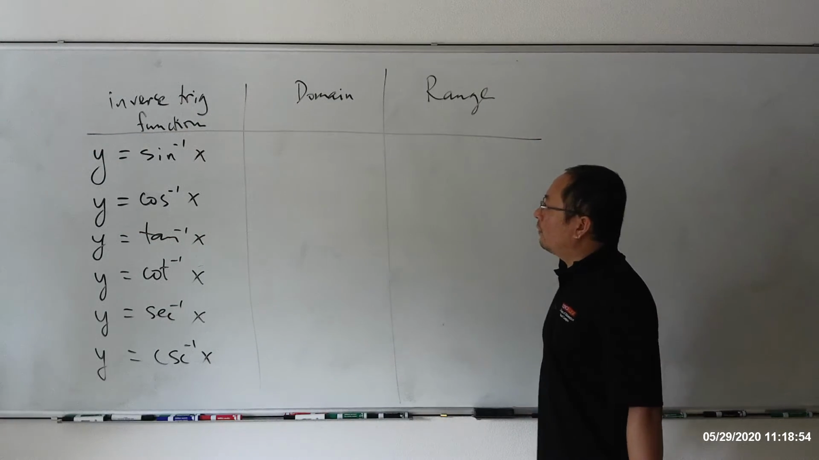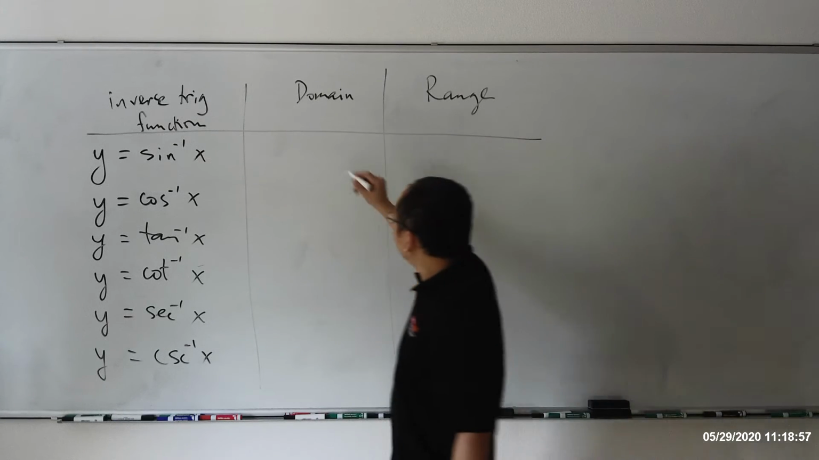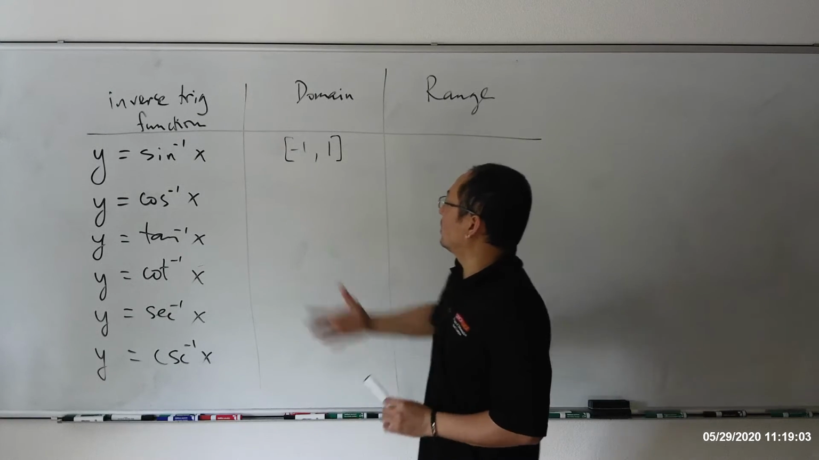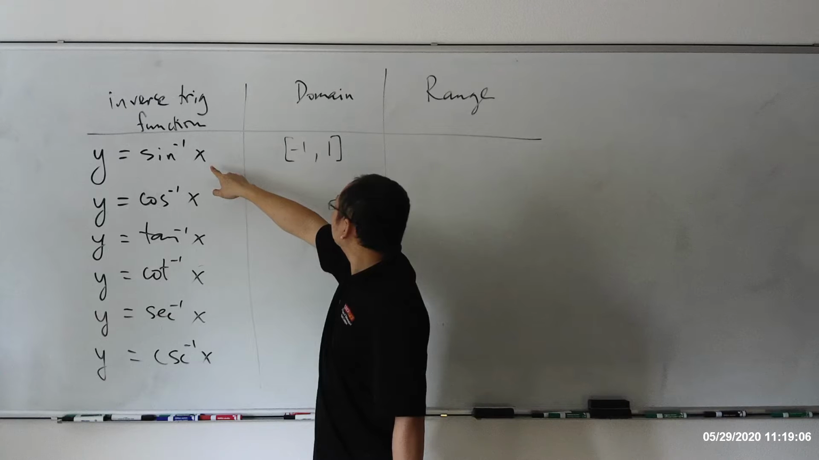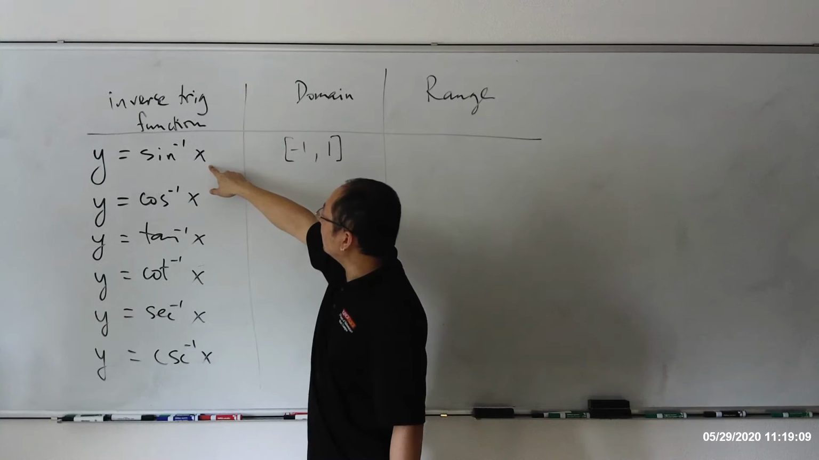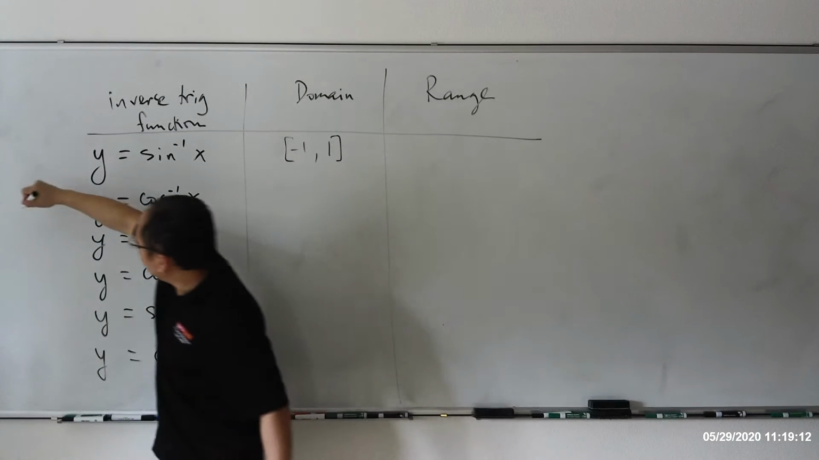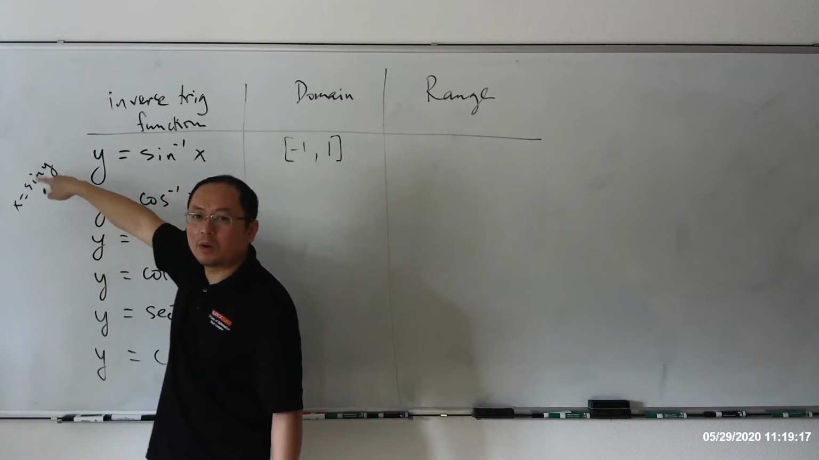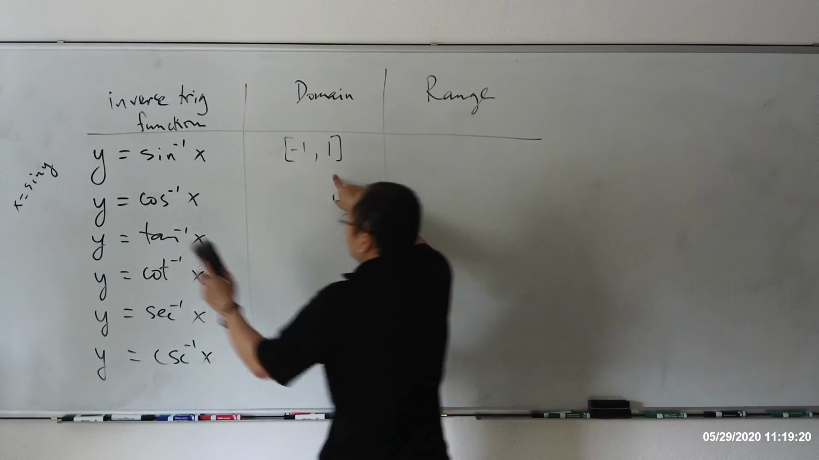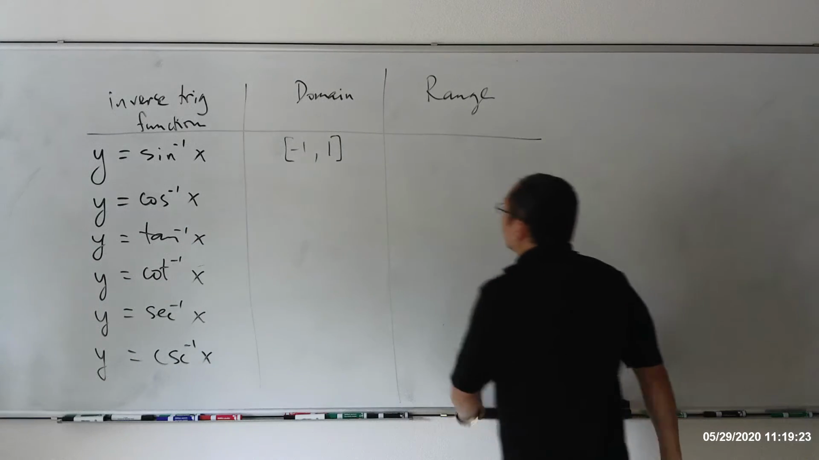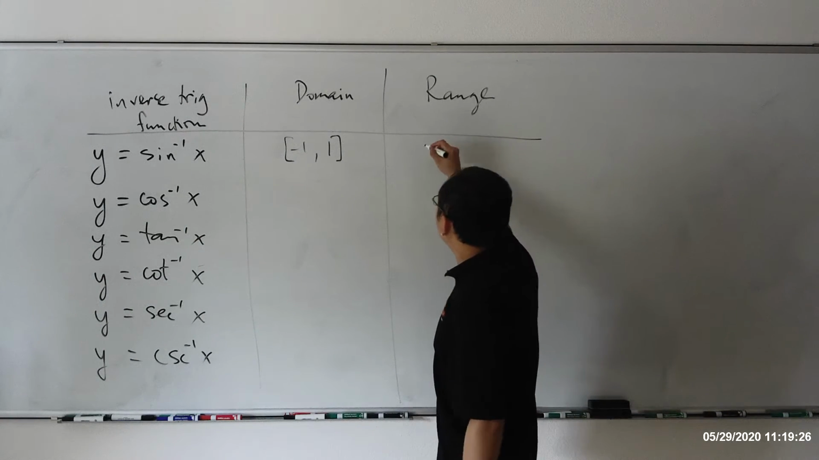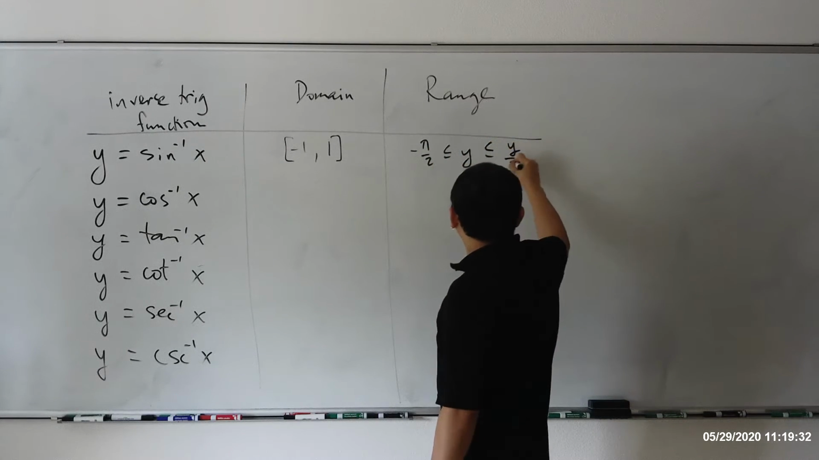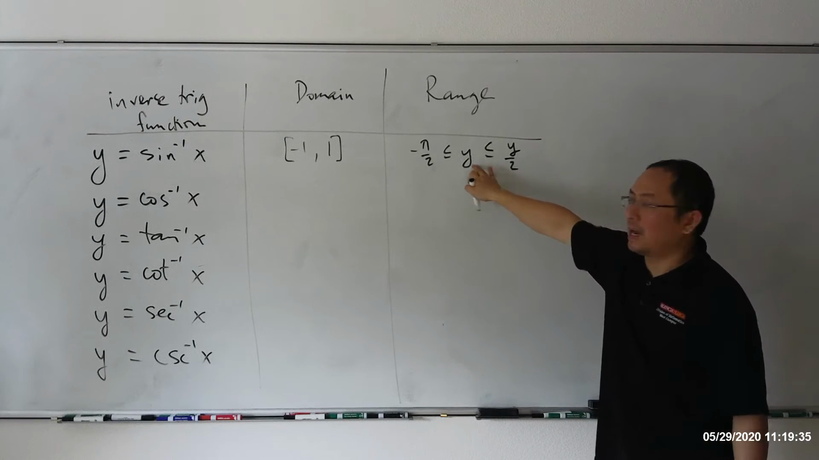So the domain for the sine inverse function is negative 1 to 1, including the endpoints. You see, x equal to sine y, right? So x is the input, so it's in the domain. Look right here: x equal to sine y. Whatever angle you put in for y, the value of x is always somewhere between negative 1 and 1. So this is the domain. And the range for the sine inverse function is negative pi over 2 to pi over 2. Keep in mind this y now is the angle.